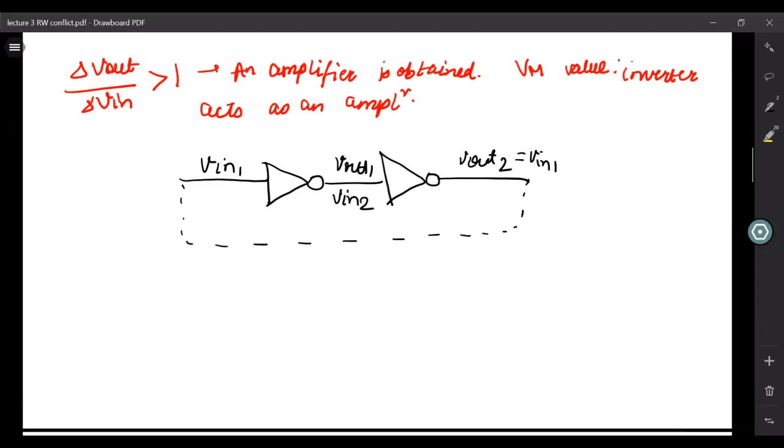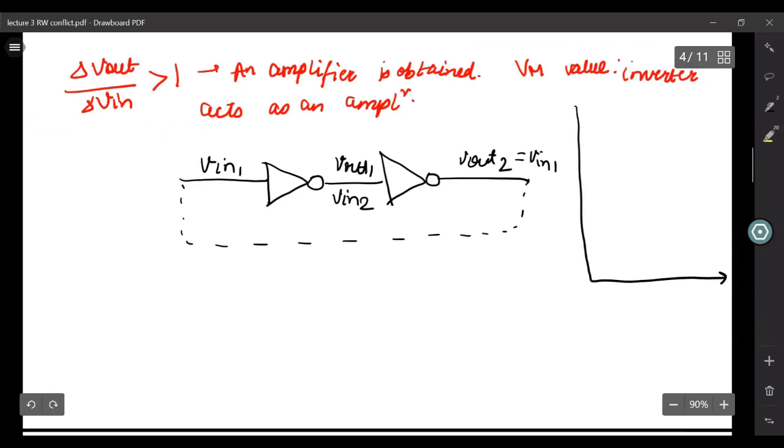Now we looked at its characteristics, which come out like a butterfly curve. Let me tell you why exactly we call it a butterfly curve. So here we plotted our Vin1, which is equal to Vout of 2. On the y-axis, we had our Vout of 1, which is equal to your Vin of 2.